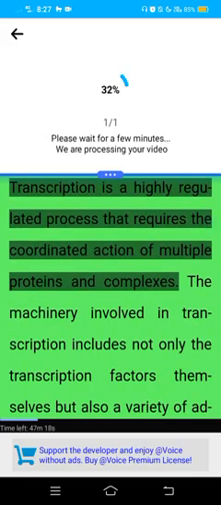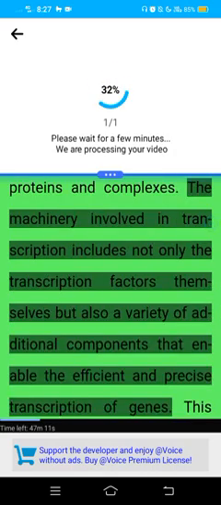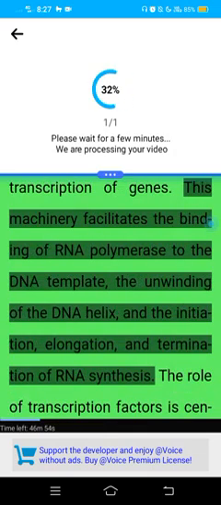Transcription is a highly regulated process that requires the coordinated action of multiple proteins and complexes. The machinery involved in transcription includes not only the transcription factors themselves but also a variety of additional components that enable the efficient and precise transcription of genes. This machinery facilitates the binding of RNA polymerase to the DNA template, the unwinding of the DNA helix, and the initiation, elongation, and termination of RNA synthesis.